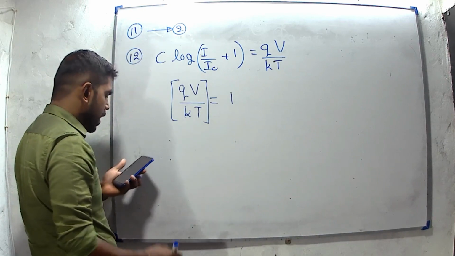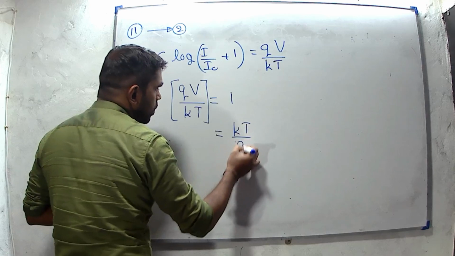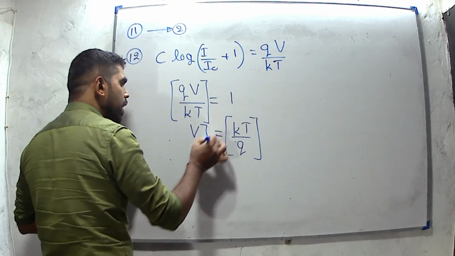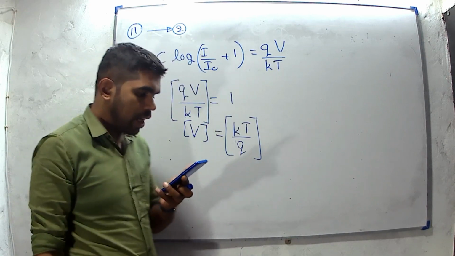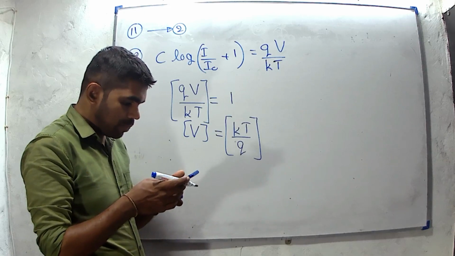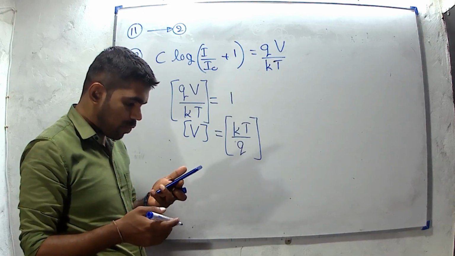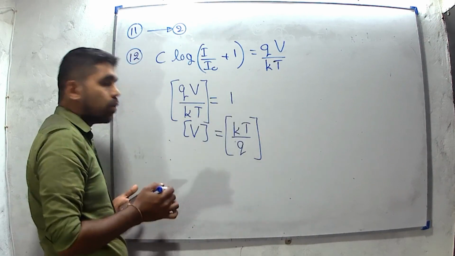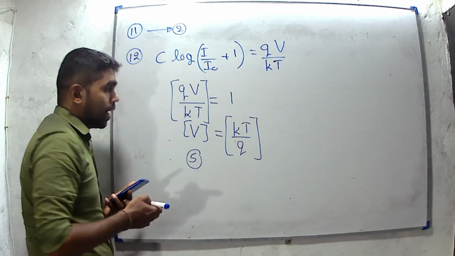Then we can make the given term KT over Q the subject. The dimensions of KT over Q should be equal to the dimensions of V. They have given that V is a voltage. Therefore the dimensions of V are the dimensions of the term KT over Q. Then the answer is 5 for question number 12.